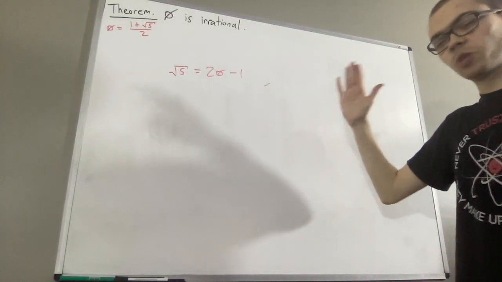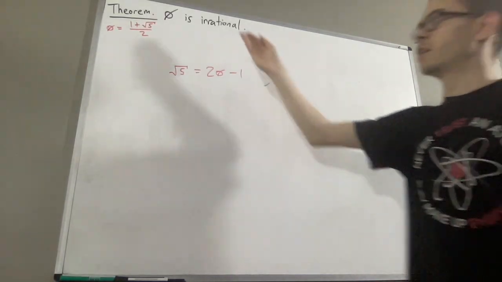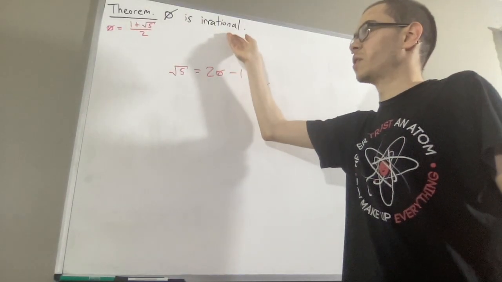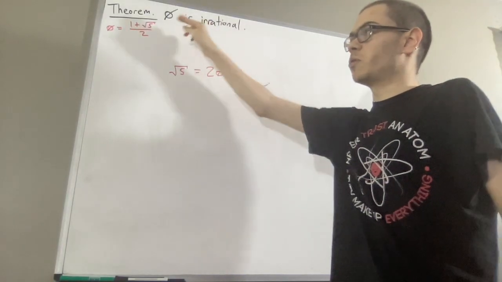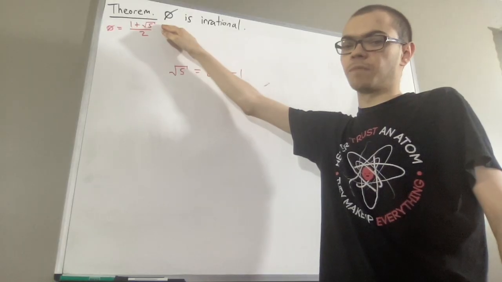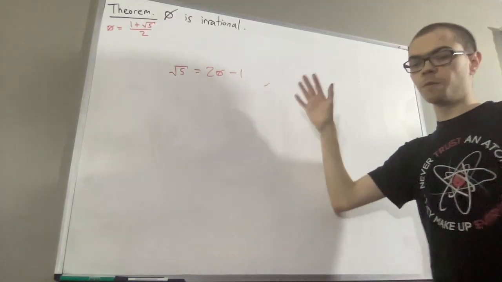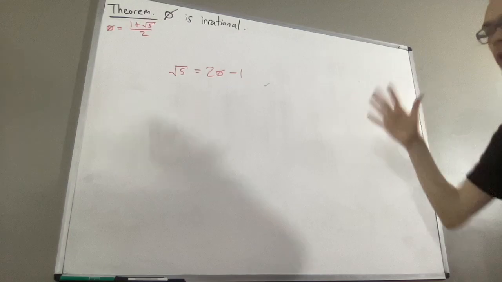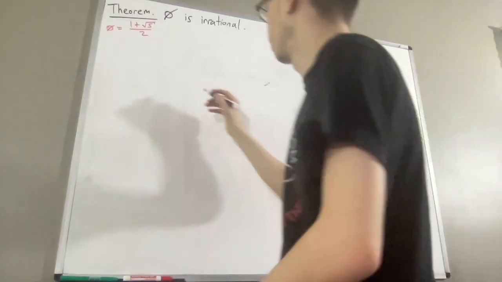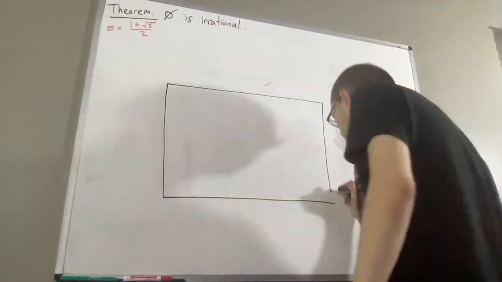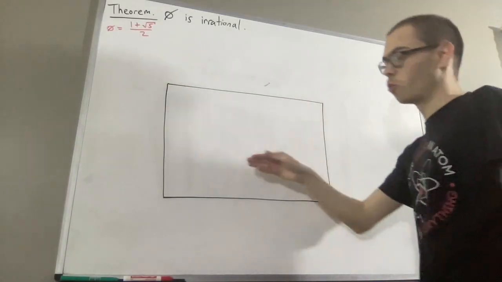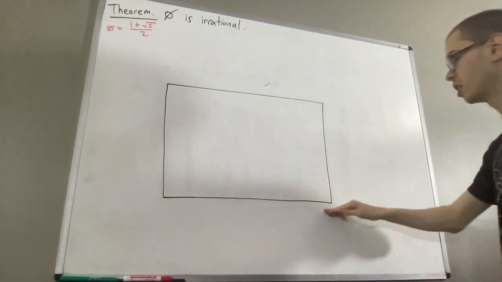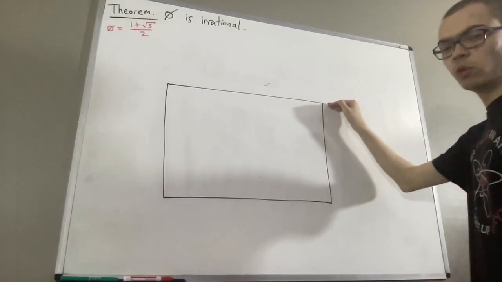But in this video, we are going to look at a proof that the golden ratio is irrational, which doesn't use the fact that the square root of 5 is irrational. And so our alternative proof is motivated by the following geometric construction. Let's consider a rectangle where the ratio of the longer side length to the shorter side length is equal to the golden ratio.